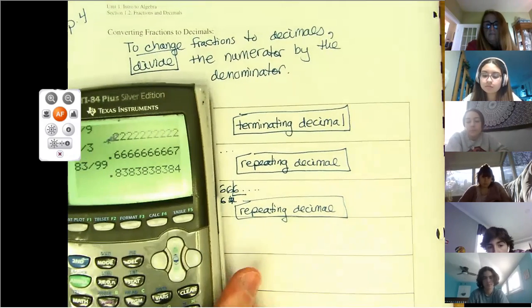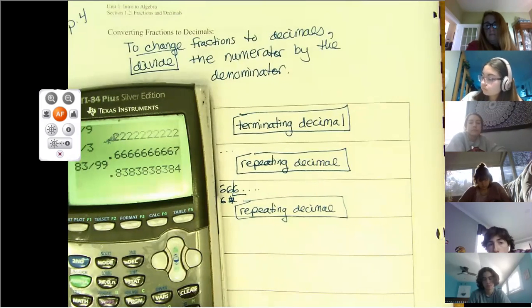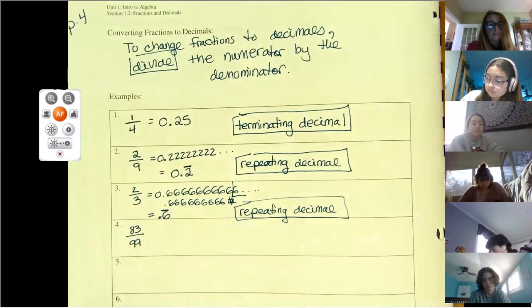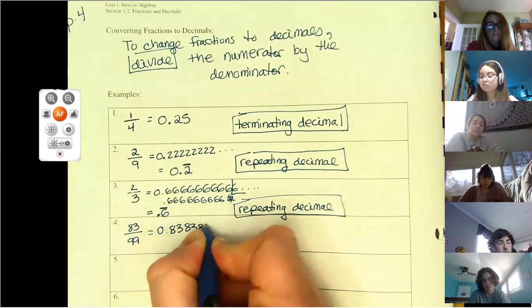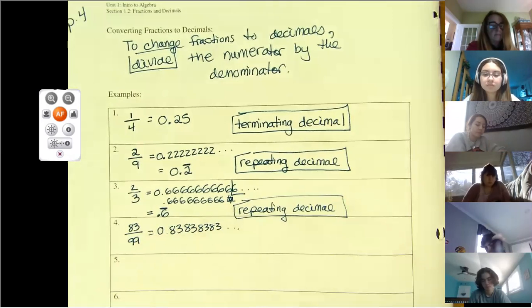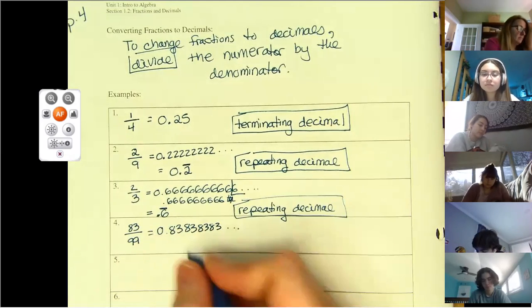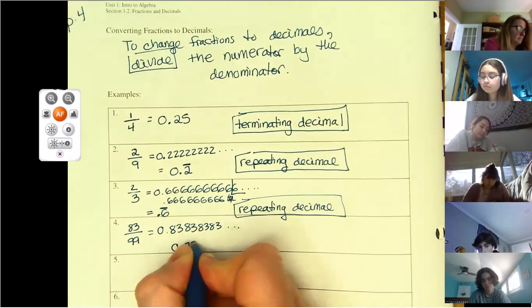I don't know about you. Do people get a 4 at the end? It all depends on how long these spaces are on your calculator. Some calculators can go out to 10 places, others go out to 12, whatever. But again, we should be ignoring that. So 0.83838383. It's repeating, right? I'm going to write 0.83.